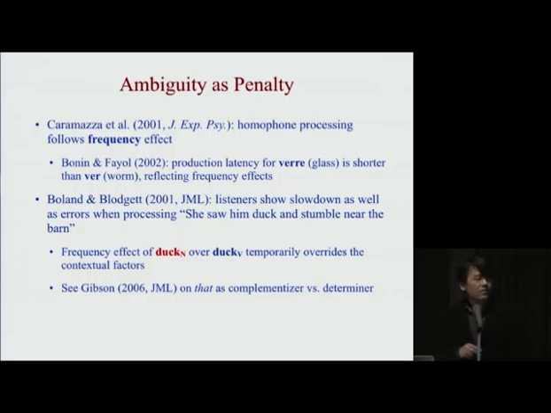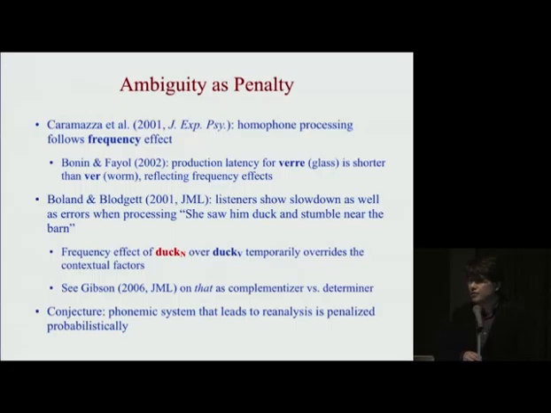So this suggests that when we process homophones, we actually go for the more frequent form first. This is true regardless of even part of speech, because you should be having a verb here, but you actually hear a noun first. So what this means is the following.